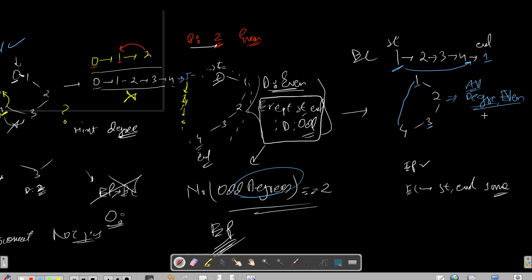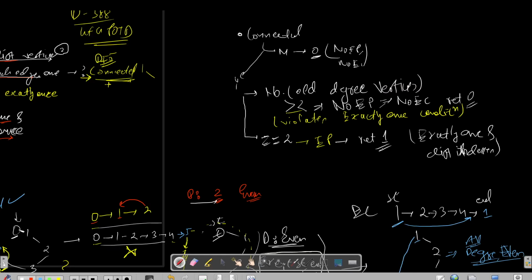Now, what is easier to check? All degrees even, or there are no odd degrees? So I will check that the number of odd degrees should be equal to 0. So again, let's get back to the flow, and here I will make one more case: if it is equal to 0, then that definitely is my Euclidean circuit.